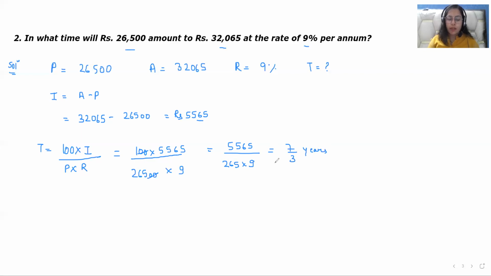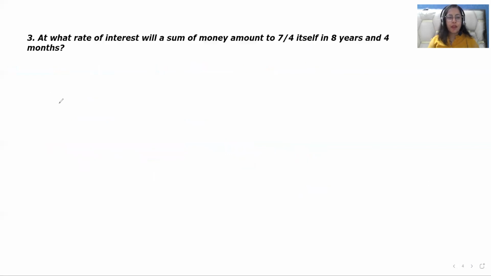So the required time is 7 by 3 years, or you can write it as, in the table of 3, 7 does not come, but 6 comes at 2nd place, so 2 complete years. And what is the remainder? 4 months. 2 years and 4 months is the required time, where the principal becomes amount at the rate of 9%. Now let's discuss the next word problem.